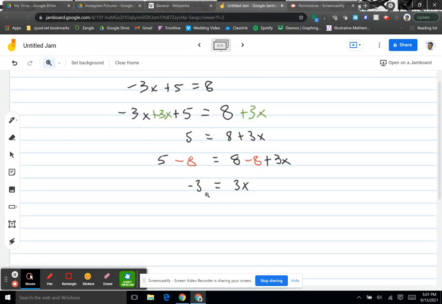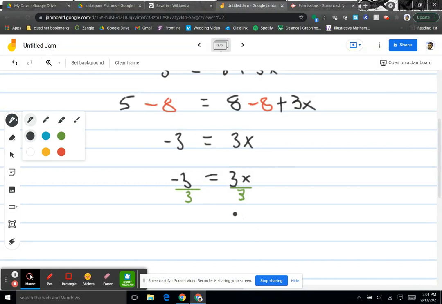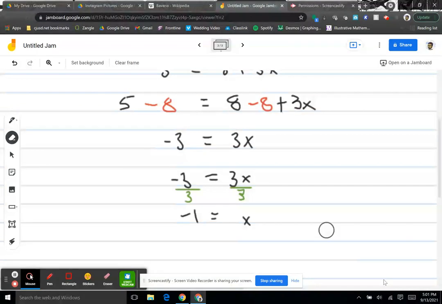So here, all we did was take our equation and divide it by 3. So I had -3 is equal to 3x, and I divided both sides into 3 groups. This meant that we had 1x over here is equal to -1. Coefficient of 1 is unnecessary, so we can erase it. And it's just x is equal to -1.